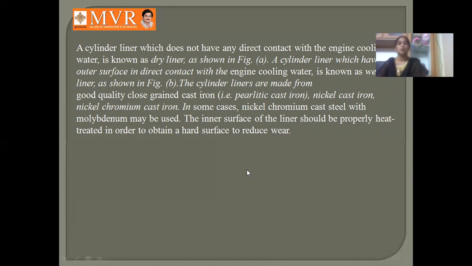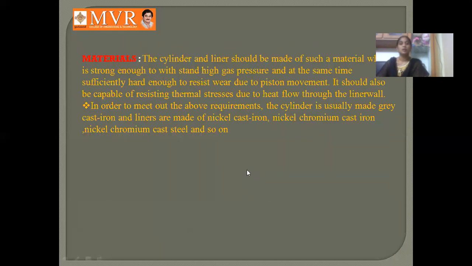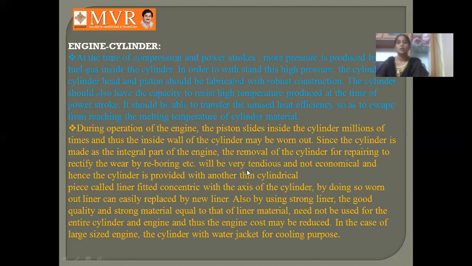chromium cast iron. In some cases, nickel chromium cast steel with molybdenum may be used. The inner surface of the liner should be properly heat treated in order to obtain a hard surface to reduce wear. These are the cylinder liners which are used in the different types of engine parts.